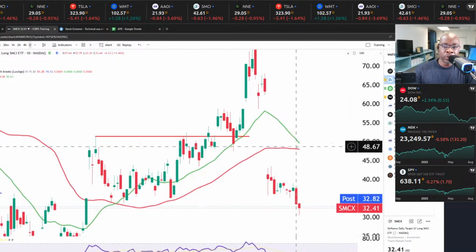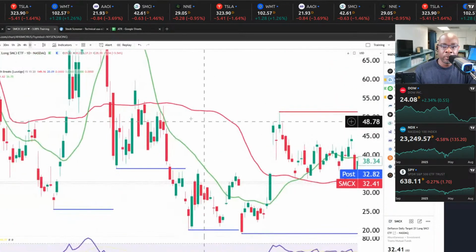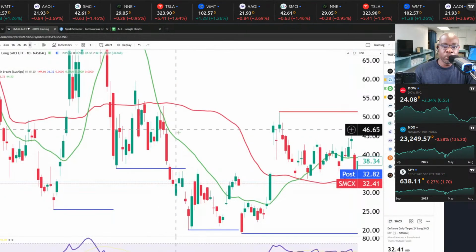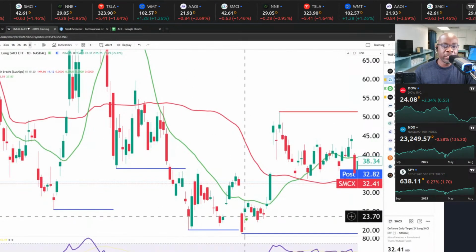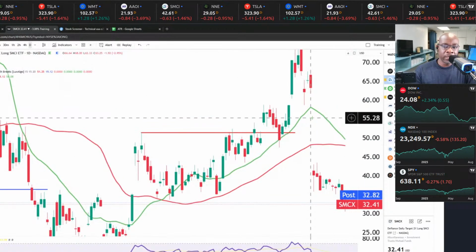When we cross over and the red line comes on top like we have here, where the red line's on top and it's pointing down, and the green line's at the bottom and it's pointing down, we know that we're in a downtrend. That's why I have mine color-coded. Red on top means we're going down. Green line on the top means we're in an uptrend and we're going up.